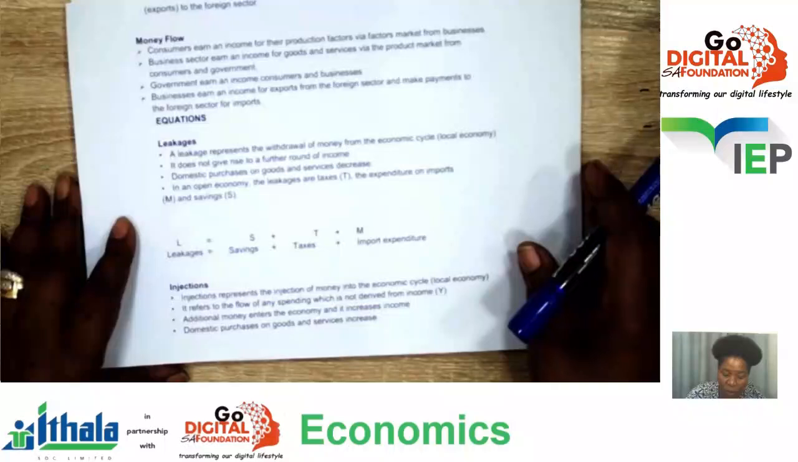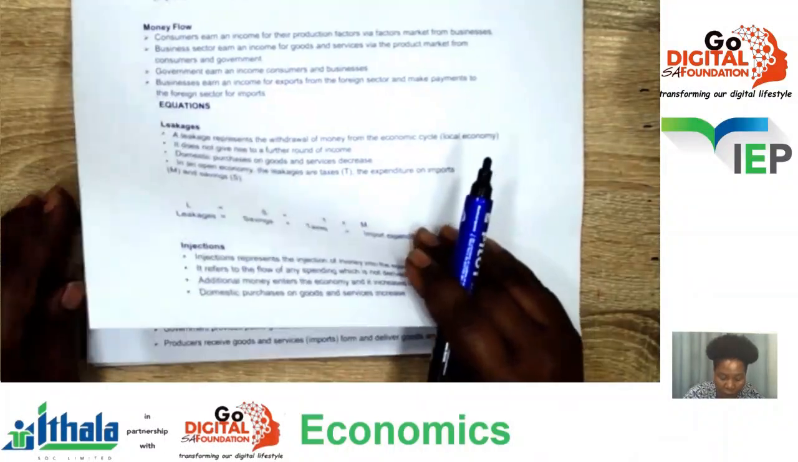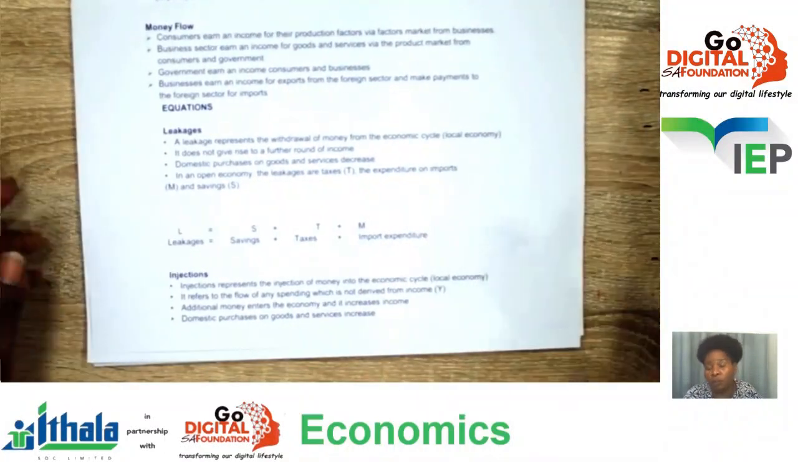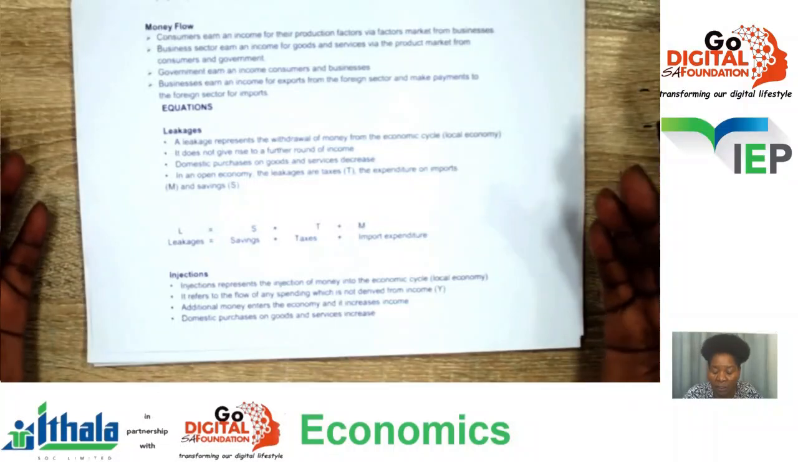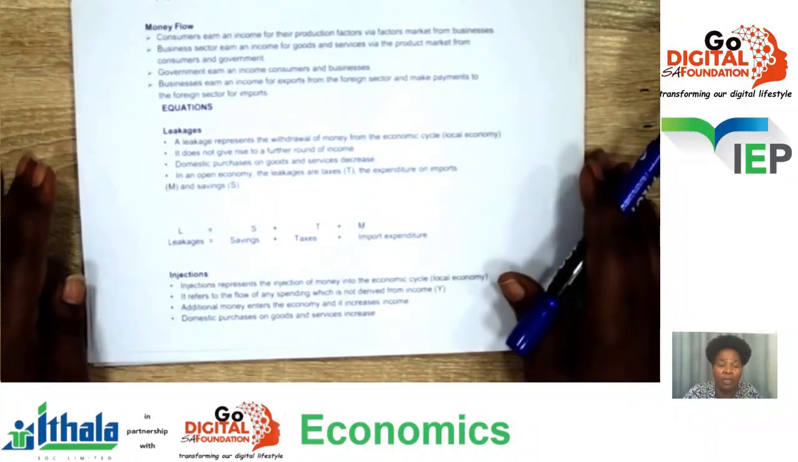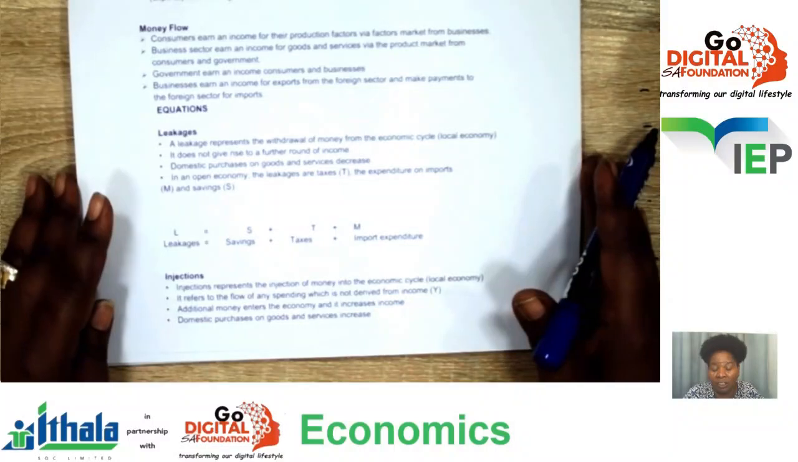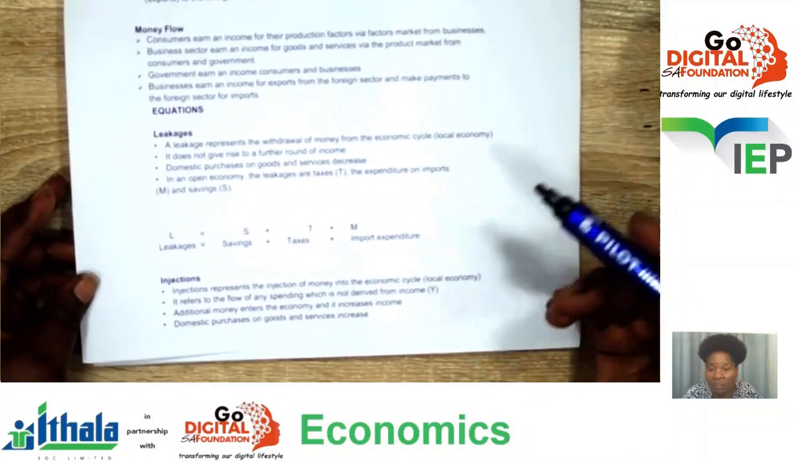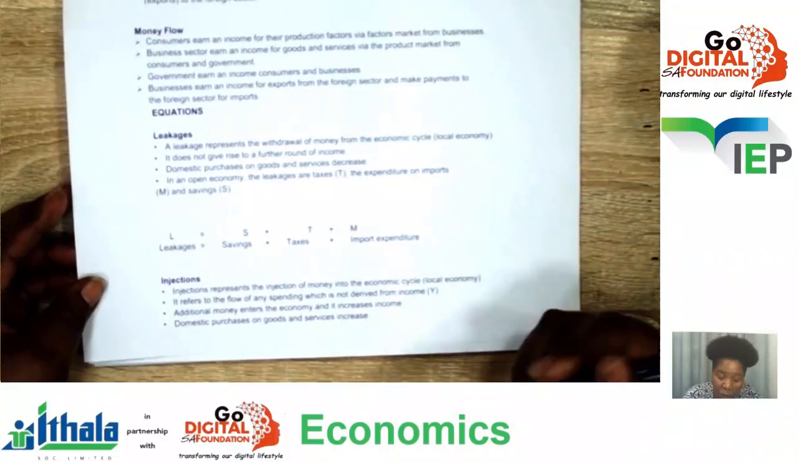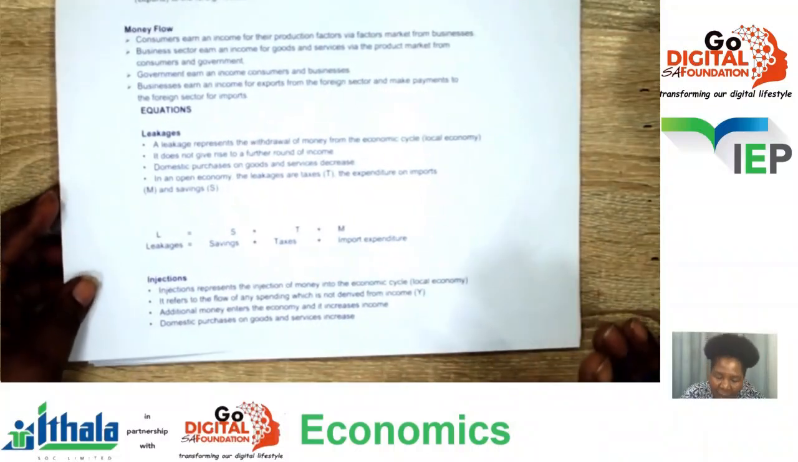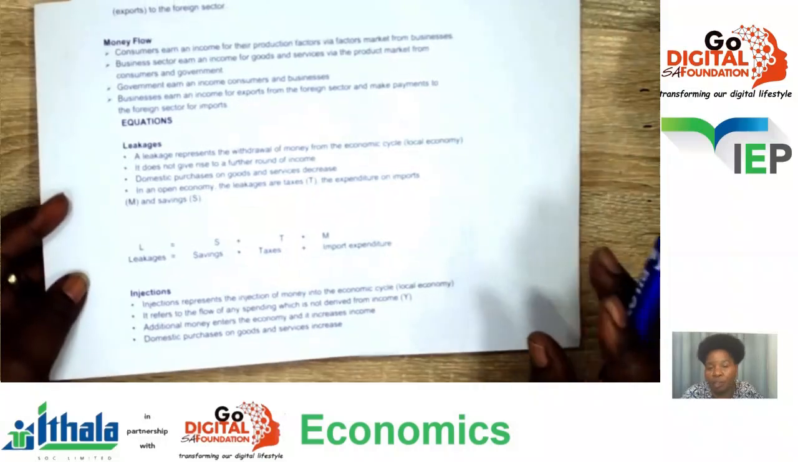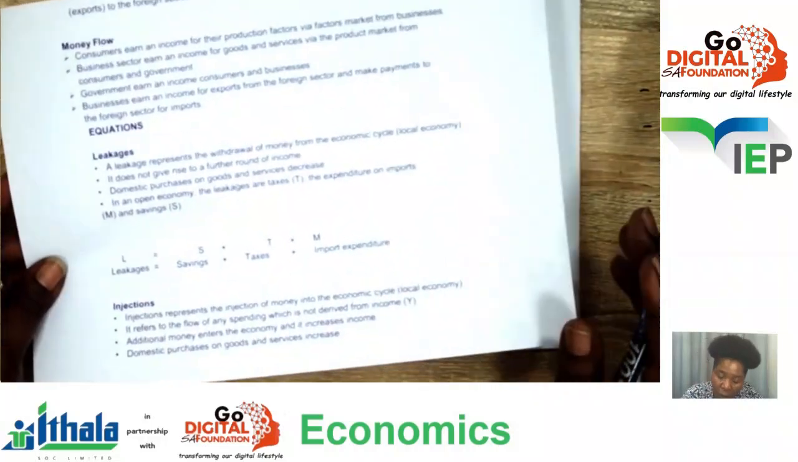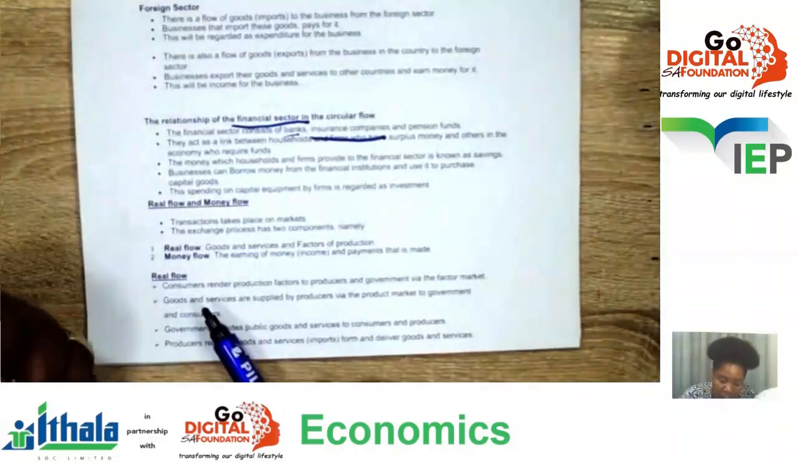Sometimes they might ask you to explain the real flow and the money flow. We know in our questions, section B, they usually ask us questions that need us to give 4 points, which is 8 marks. So sometimes they do ask a thorough or a detailed explanation of money flow and real flow. Let's start with real flow.